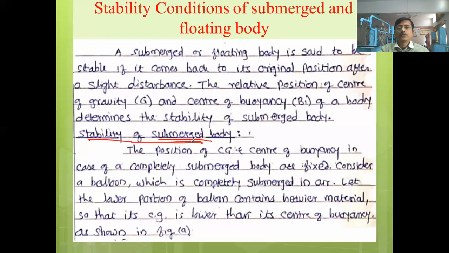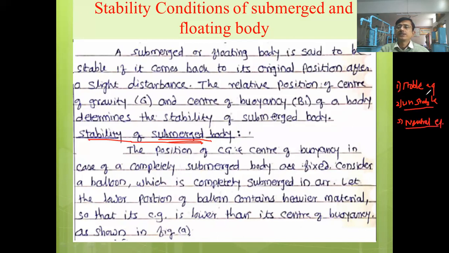Okay, when can we say that? So again, what are the various stability conditions? There are three stability conditions. First one is called the stable equilibrium. Second one, unstable equilibrium. And last one is the neutral equilibrium.